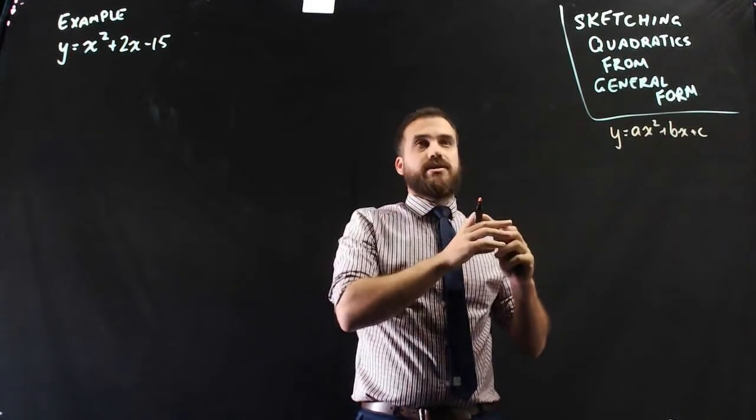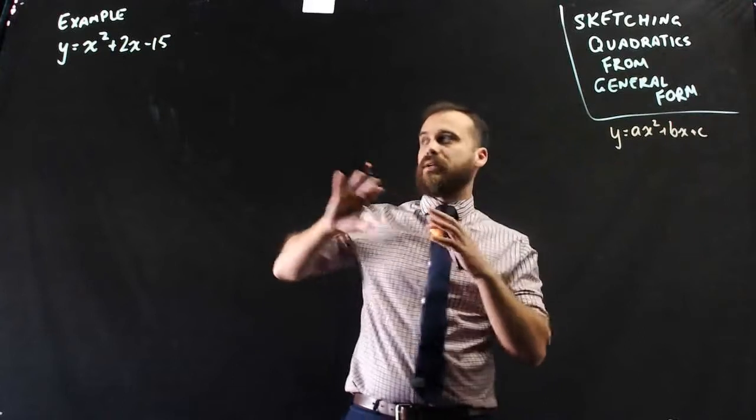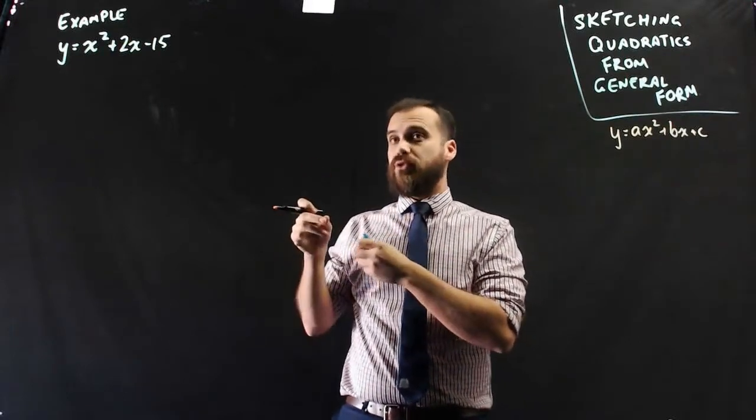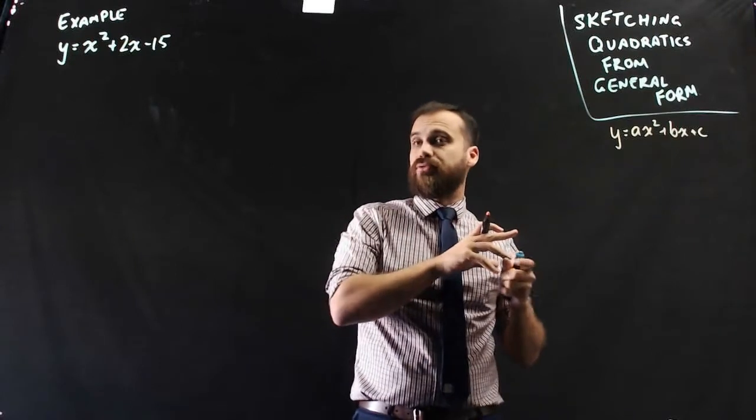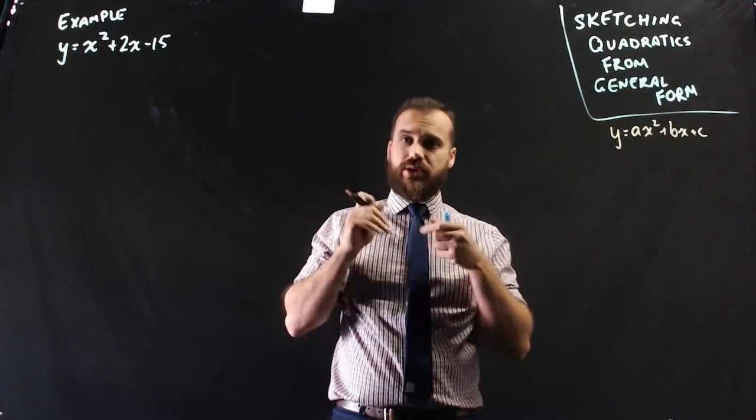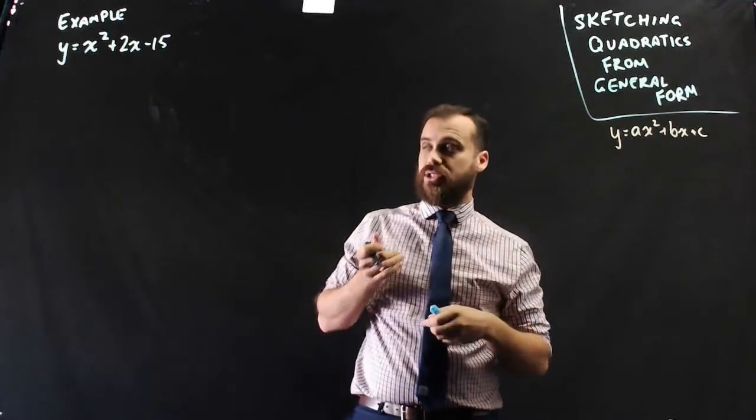Now, how are we going to sketch this? Now, we could complete the square. We could turn it into turning point form and then sketch from turning point form. But there is a way to avoid that completing the square, avoid turning it into turning point form, and still be able to sketch it.